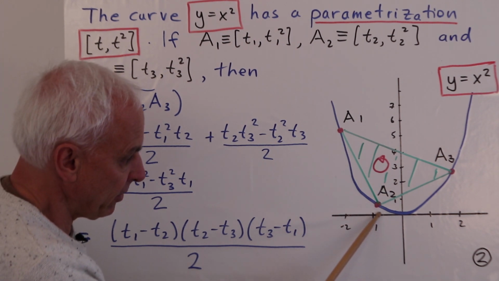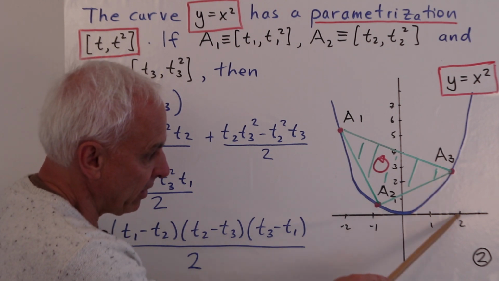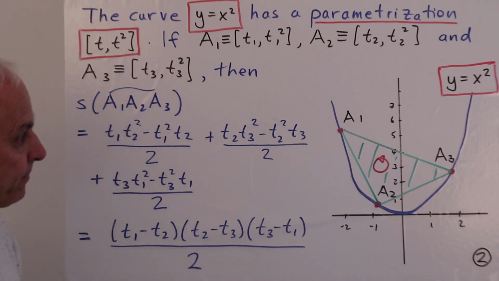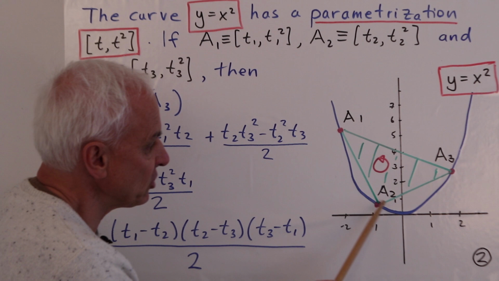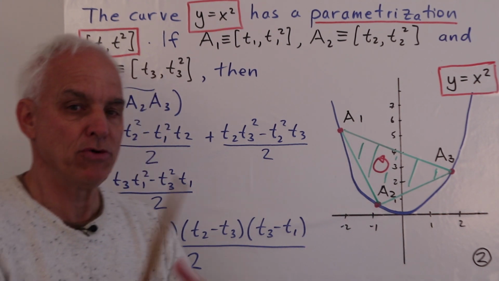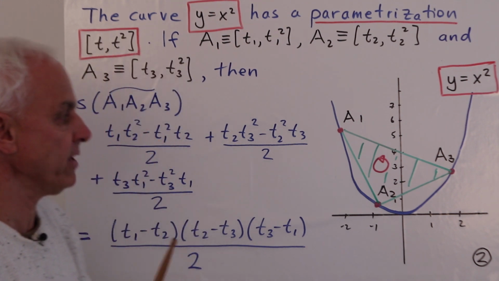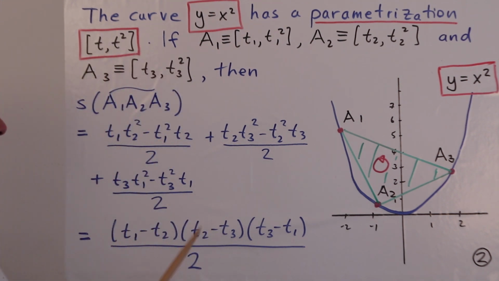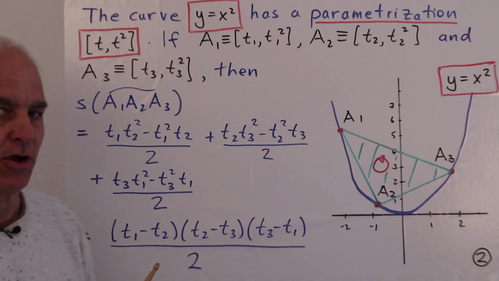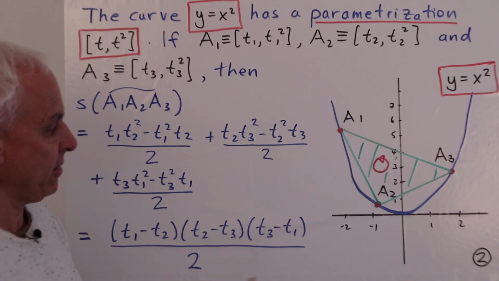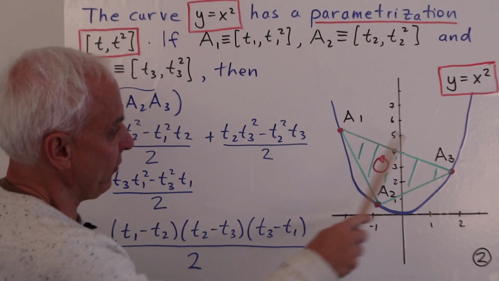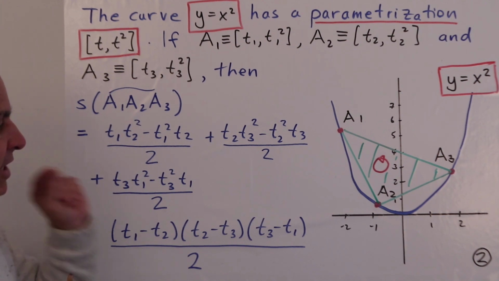Go down parallel here, we get a value T2. Go down parallel here, we get a value T3. Okay, so now we have this triangle composed of these generic or variable points on the curve, and we can ask for the signed area of A1, A2, A3. So in this case, the orientation would be this way. Okay, so what's that going to be?